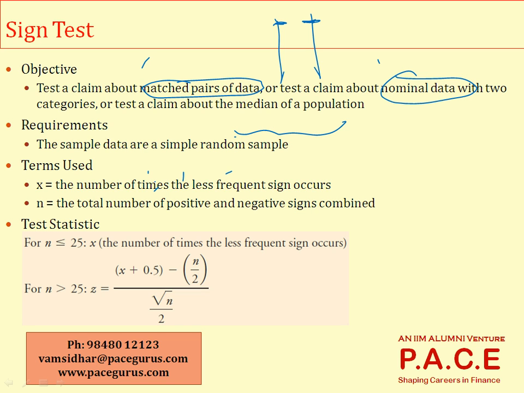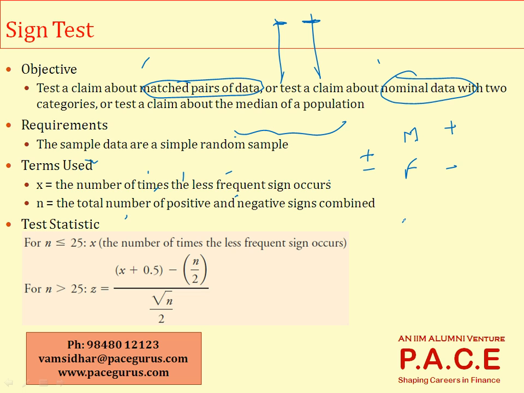And I want to find out this particular thing, the number of times the less frequent sign. So for each item, I'll either assign a plus sign or a minus sign. Let's say I'm talking of 2 categories, male and female. For a male, probably I may put a plus sign. For a female, I may put a minus sign, or vice versa. Or I want to talk about the median.